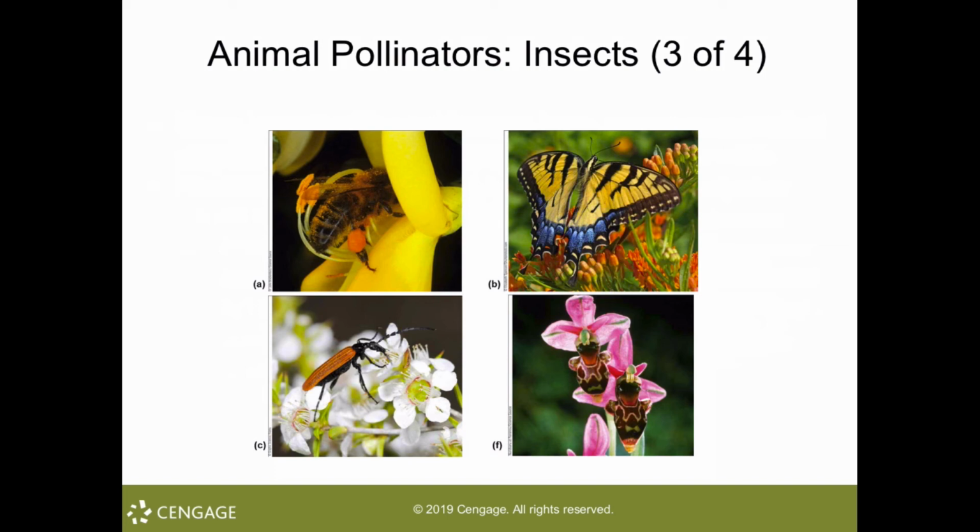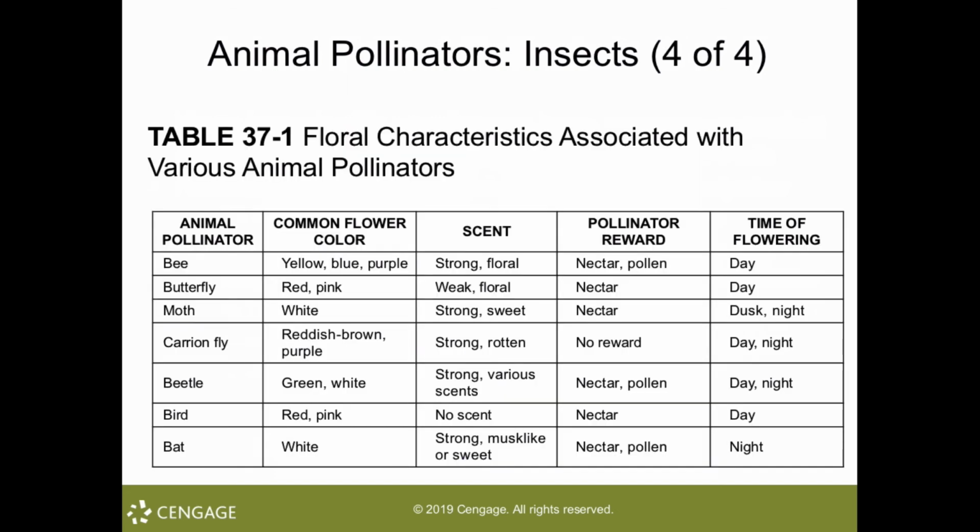So, having mentioned all of this, I'll say that Table 37.1 should be on your test. And what you'll do is go through each of those. You go from animal pollinator to the common flower color, to the scent, the pollinator reward, and the time of flowering. So you'll fill in those. I won't tell you which ones to fill in, but I'll just say, hey, learn it.